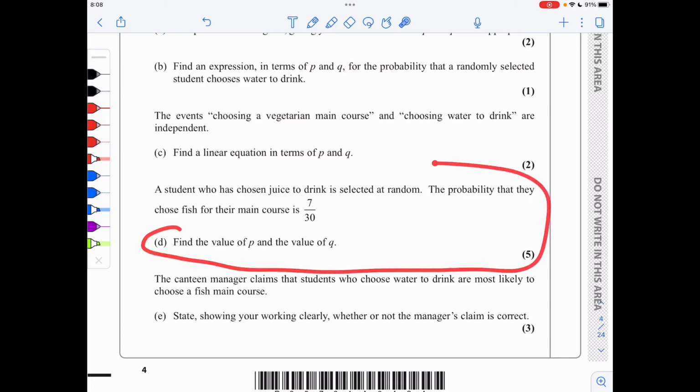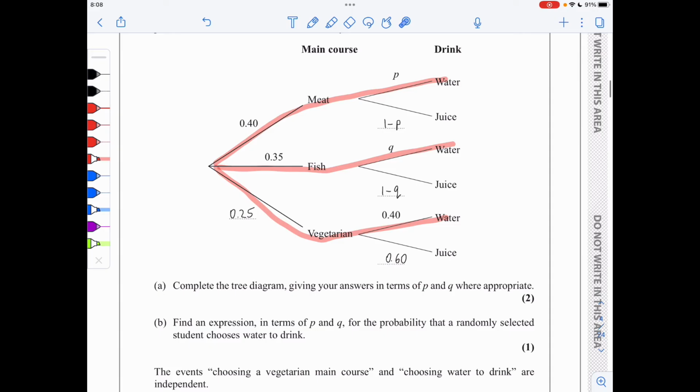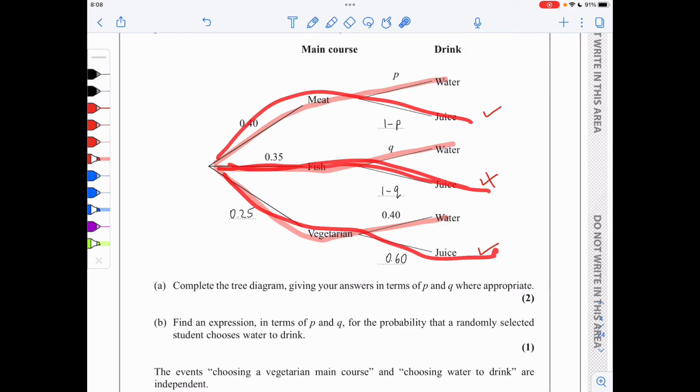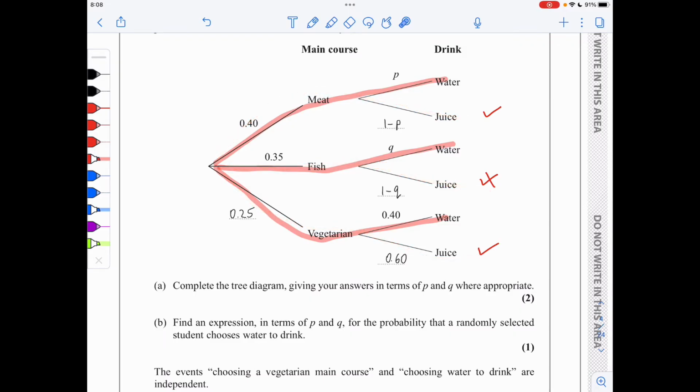In D, we are told that the student who has chosen juice to drink is selected at random, and the probability that they chose fish for their main course is 7/30. We need to find the value of P and the value of Q. So we know for sure that they chose juice, so we are here, here, or here. And then the probability that they chose fish is 7/30, so it's this one here. So we know that we will be dividing the fish times juice over the meat juice, fish juice, and vegetarian juice probabilities, because this is an example of conditional probability.